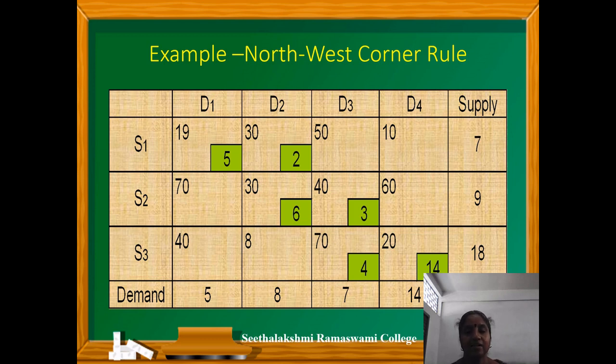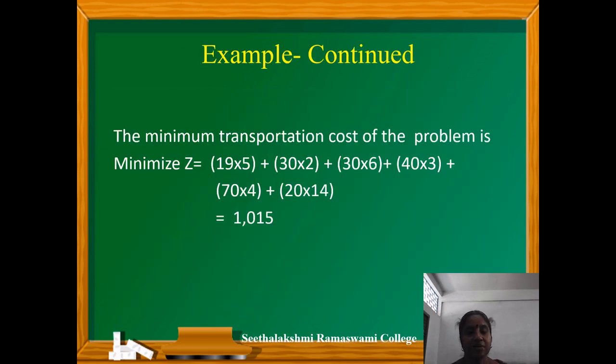So we have to calculate the minimum total transportation cost. So the basic cell into cost. So adding all the multiplication of all the values, we will get the minimum transportation cost as 1015. So this is the initial basic feasible solution of the transportation problem using northwest corner rule method.